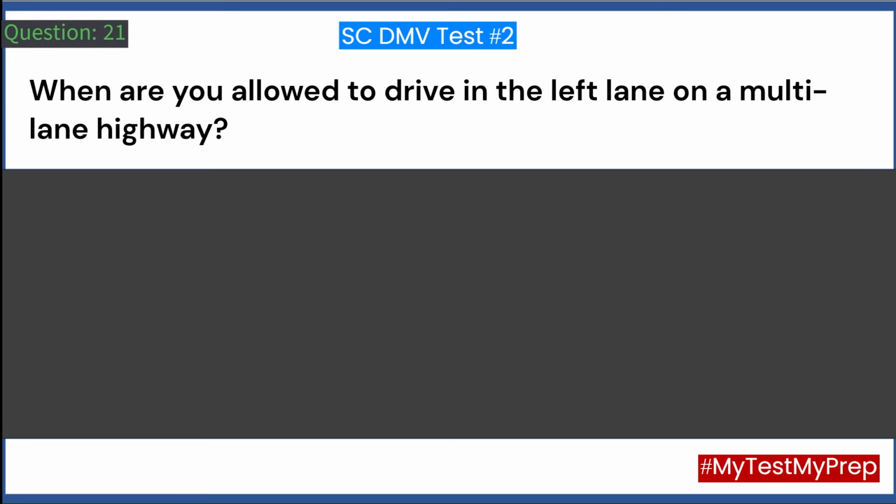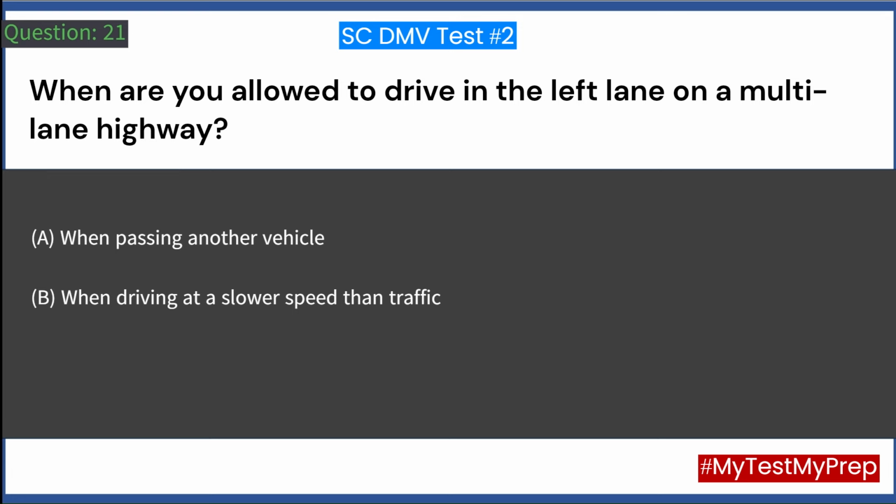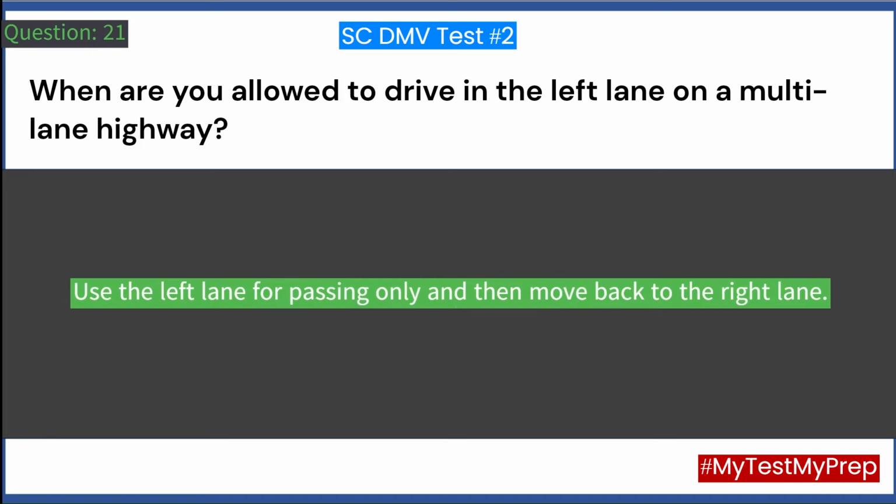When are you allowed to drive in the left lane on a multi-lane highway? A. When passing another vehicle. B. When driving at a slower speed than traffic. C. Always. Answer, A. Use the left lane for passing only and then move back to the right lane.